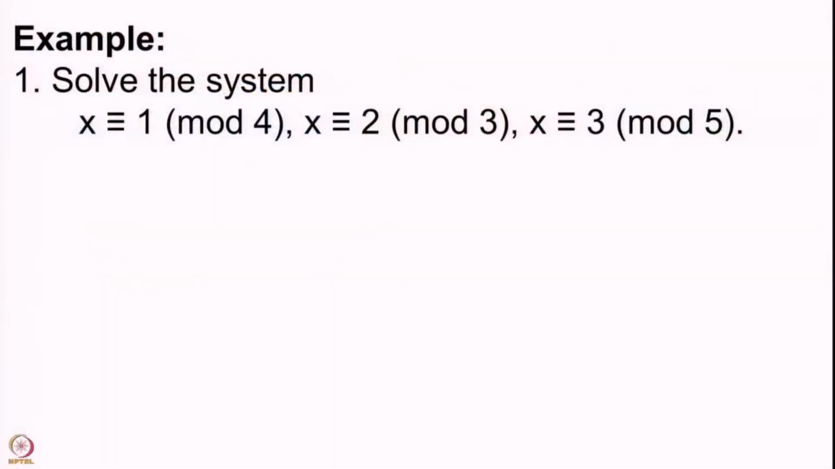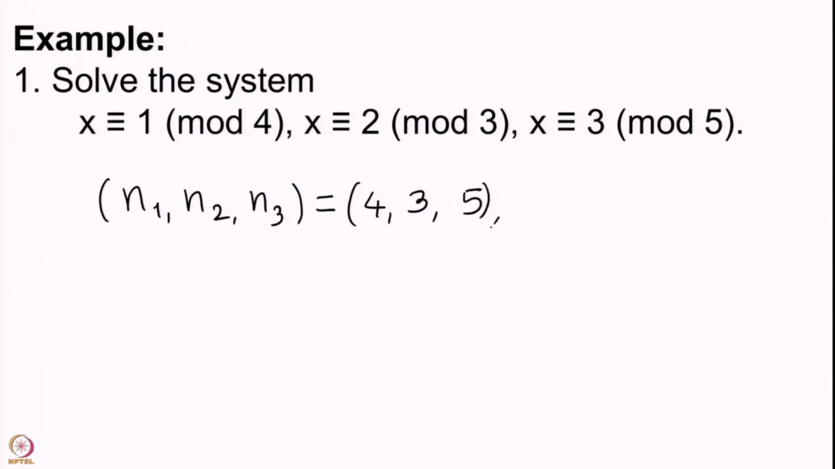This system says that we want to solve for x congruent to 1 mod 4, x congruent to 2 mod 3 and x congruent to 3 mod 5. Let us write all our tuples. So N1, N2, N3 are 4, 3 and 5 in that order, and clearly we have that they are all pairwise co-prime.